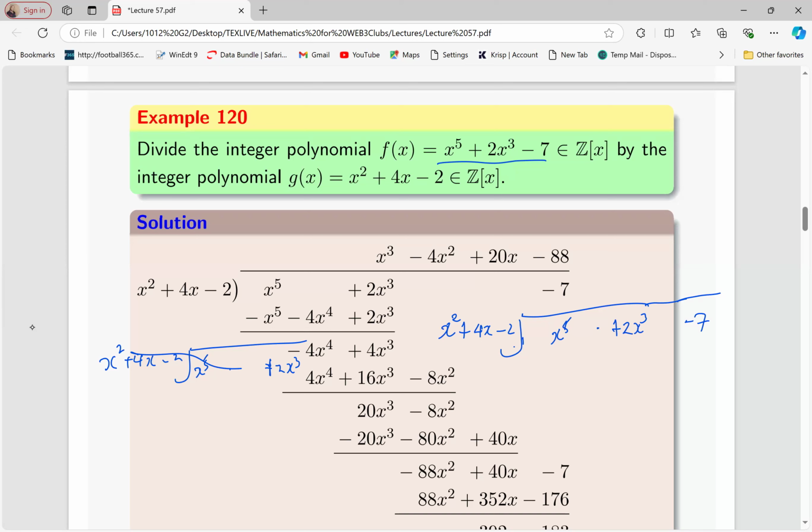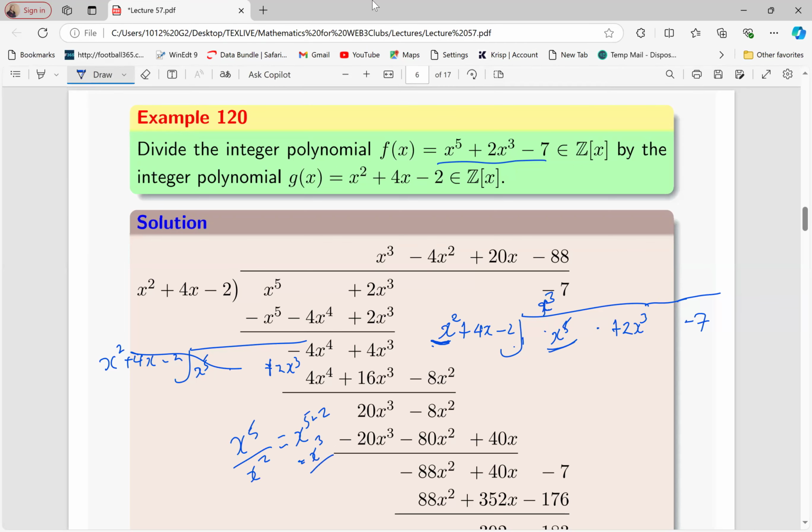Now, as we've just done before, we ask ourselves, this leading term here, how many times does it go into the leading term here? So it's just x raised to 5 divided by x raised to 2, and the law of indices says that you subtract the powers. So it goes there x raised to 3 times. Those are the number of times it goes there.